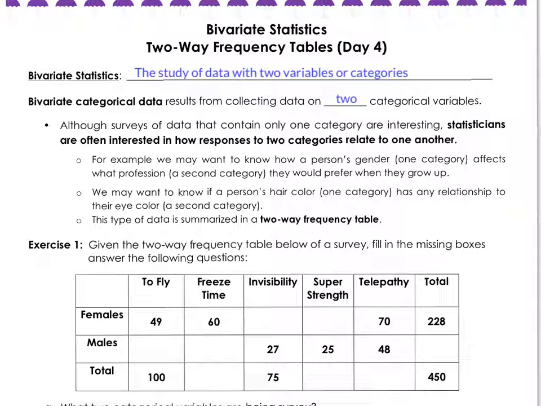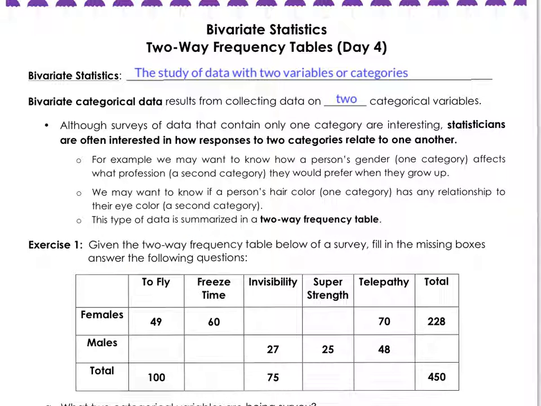So for example, we may want to know how a person's gender, one category, affects what profession, a second category, they would prefer when they grow up. We may want to know if a person's hair, that's one category, has any relationship to their eye color, which is a second category. This type of data is summarized in a two-way frequency table.